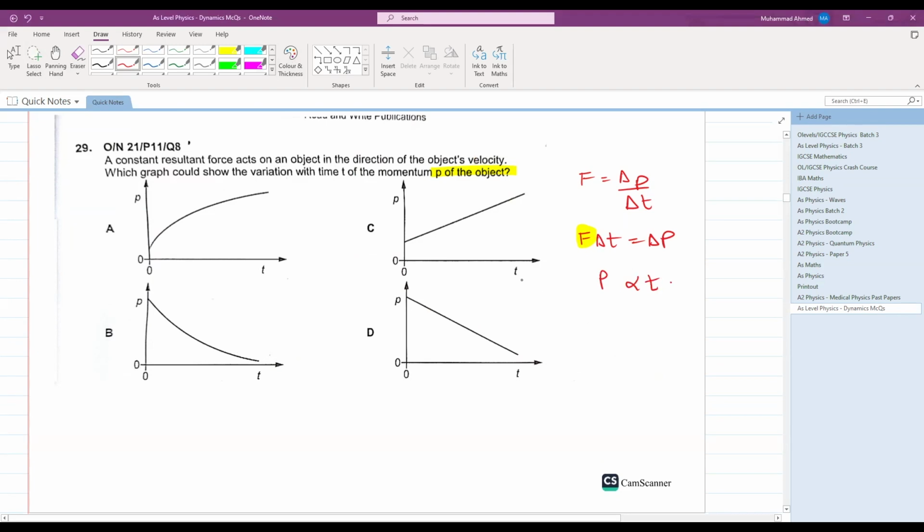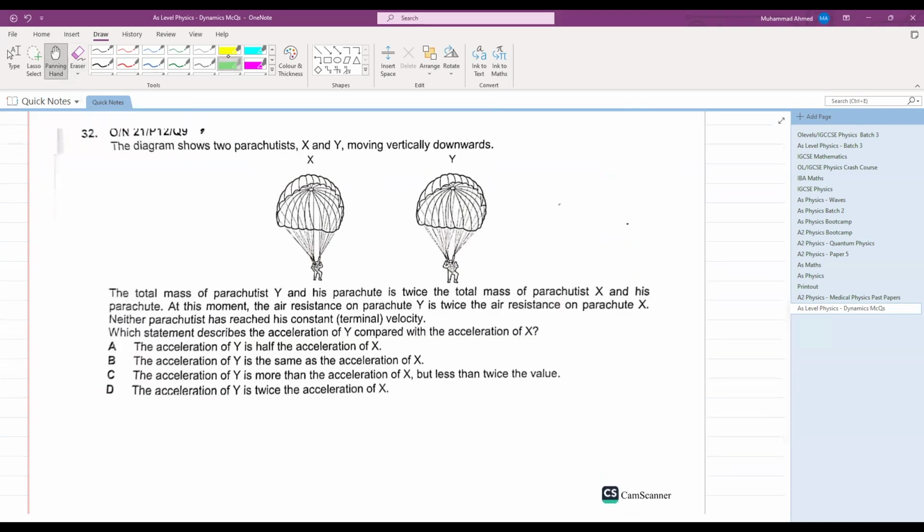Which graph is there for direct proportionality? Not A, not B, not D. C is your answer. Always remember, direct proportionality graphs are straight lines. Perfect. Let's further move ahead. Let's see this. The diagram shows two parachutists X and Y moving vertically downwards. The total mass of parachutist Y and his parachute is twice the total mass of parachutist X. So if this has a mass of 2m, this will have a mass of m.